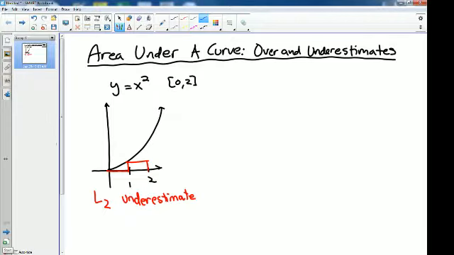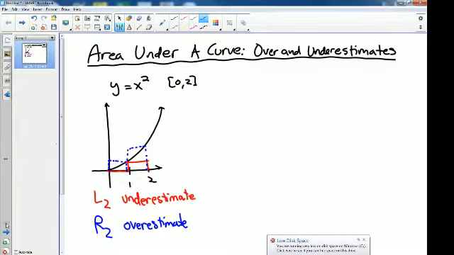All right. How about R2? Will that be an over or underestimate? It will be an overestimate. Correct. Okay.